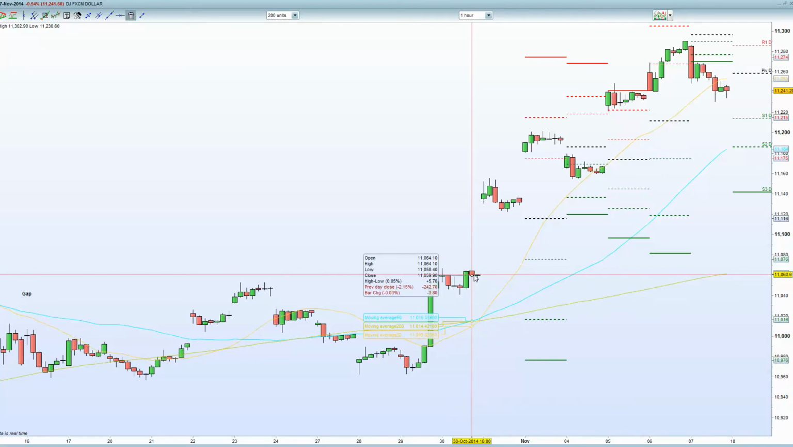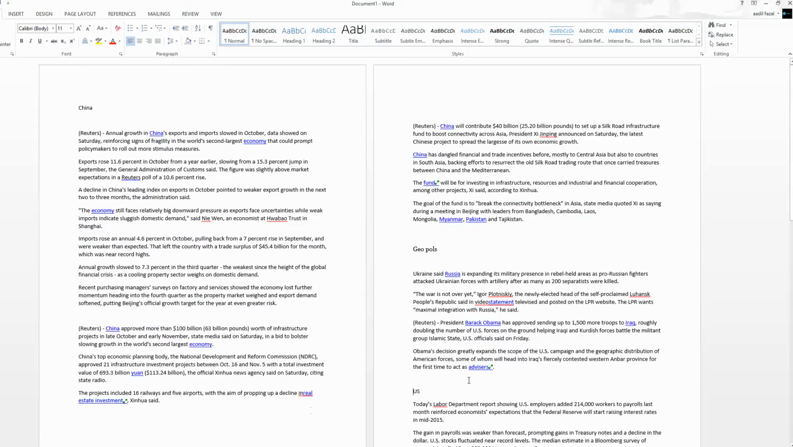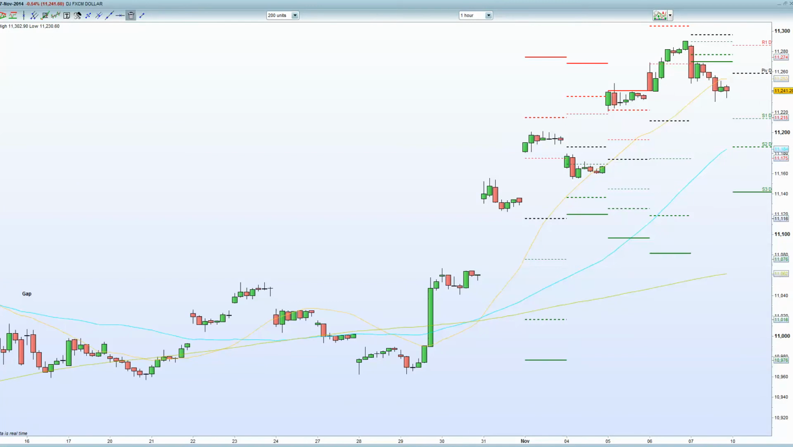So that's the concern. Now we've got concerns with regards to Russia and Ukraine over the weekend again. There's talk about expanding military presence in rebel-held areas, so Ukraine's accusing Russia again. Then we've got a Reuters story of Mr. Obama sending extra troops to Iraq. Obviously, the ISIS situation. The reason he's sending them is because he can't control it. That doesn't bode well for him.